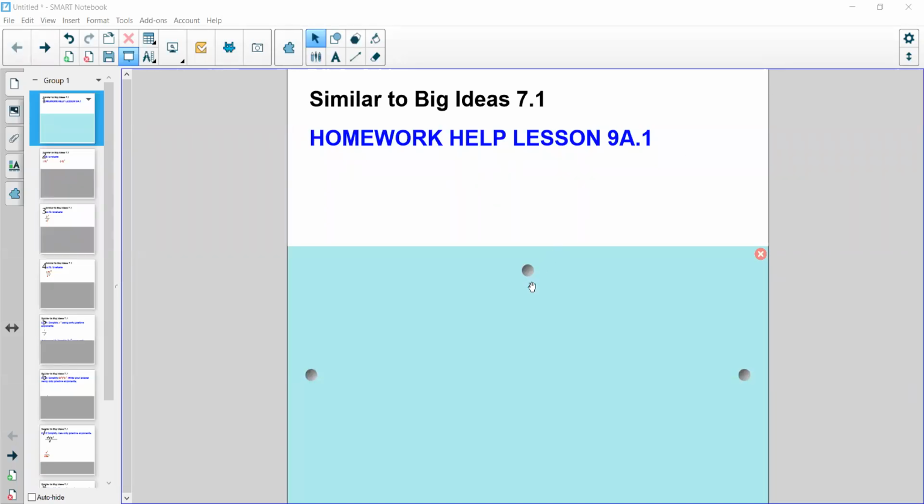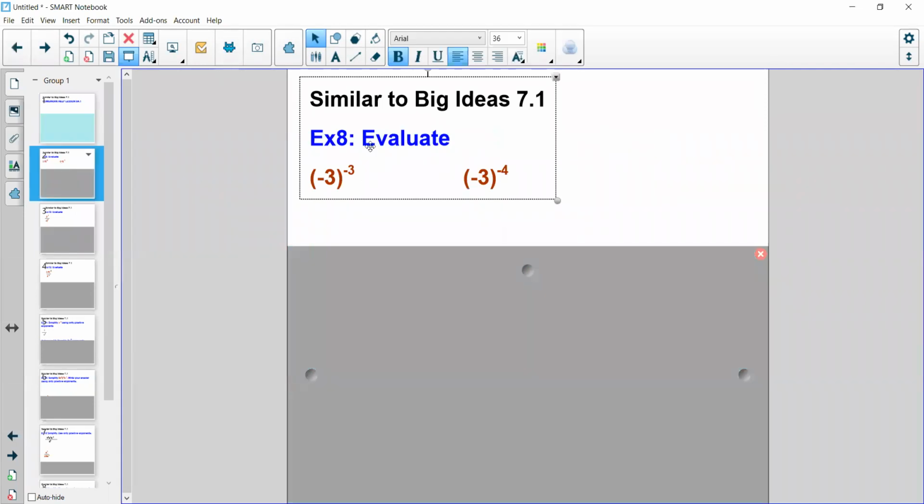Okay, this is the homework help that goes with lesson 8.1. This is from your Big Ideas textbook, so section 7.1. And I've labeled the exercises so they have similar questions so you can see them.